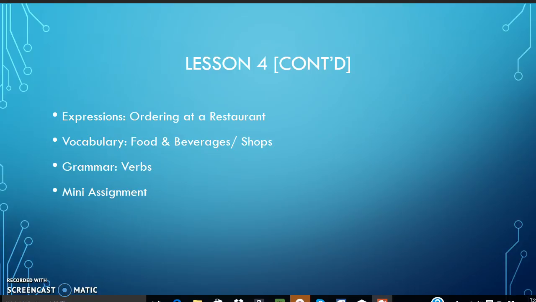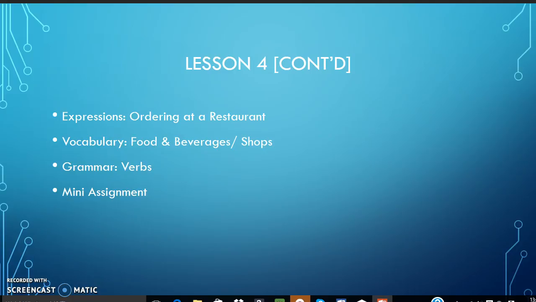So, speaking of food and beverages, we're going to learn some vocab related to those things, followed by some shop vocab. We're going to learn how to say restaurant, school, and breakfast, things of that nature. Number one is food. Food is tabemono. Number two is beverage, nomimono.